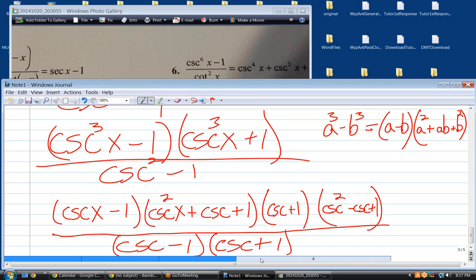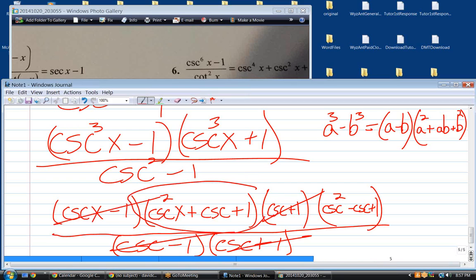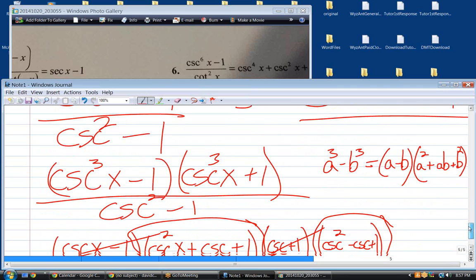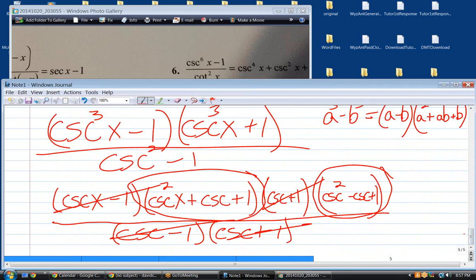All right. Now we can cross that out. We can cross that out. And we're left with that times that. And certainly is going to give us the cosecant to the fourth. It's also going to give us, I haven't multiplied it out yet, but clearly that. You want me to multiply it out? You know how to multiply a trinomial by a trinomial? Can you do it? Sure.